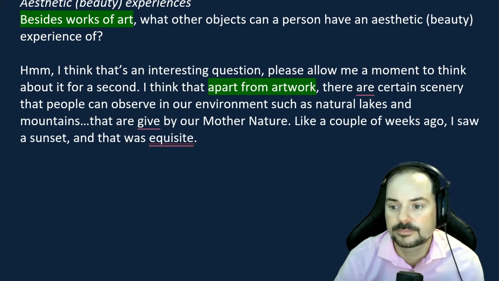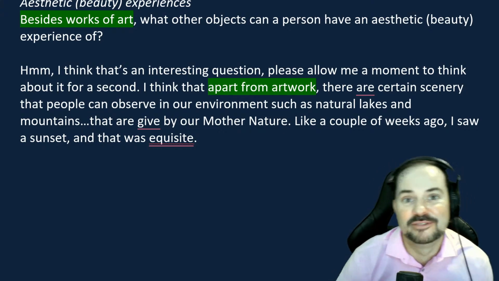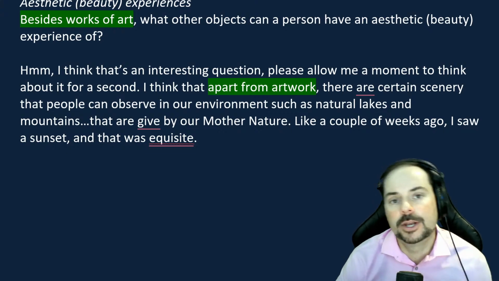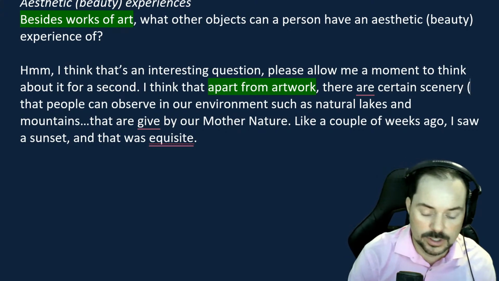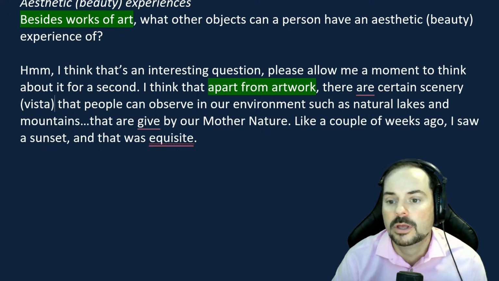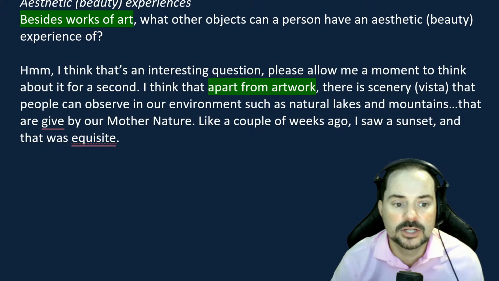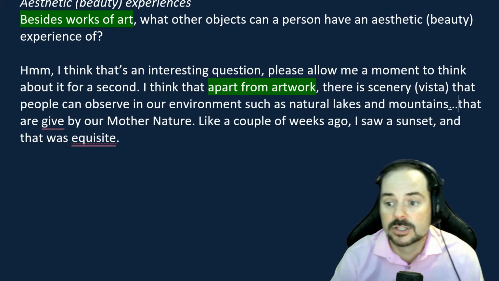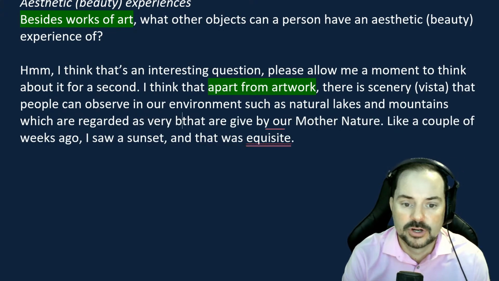Yes, sir. A beautiful view. Yeah, exactly. A beautiful view is a scenery. A beautiful view of nature is a scenery, right? So it's a more accurate term. The other one, and we borrow this word from Spanish and Latin, we say vista. Vista is the other word. You can use that in English as well. It's not countable usually. There is a scenery that people can observe in our environment, such as natural lakes and mountains, which are regarded as beautiful. Very beautiful.